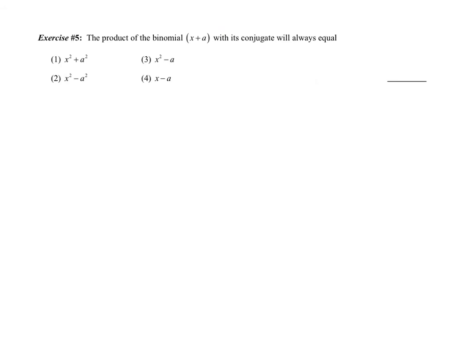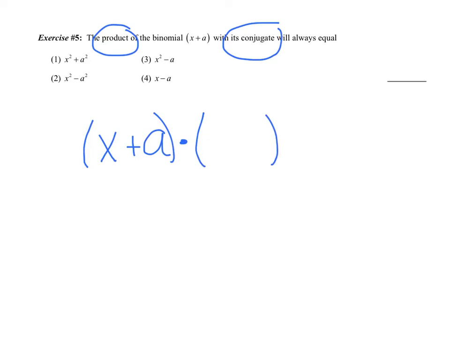Exercise 5. The product of a binomial x plus a with its conjugate will always equal what? Well, all you do is you write down your first term, x plus a, and it says product, so that means you're going to multiply. It says by its conjugate. Hopefully you figured this out now. What is the conjugate of x plus a? Hopefully you're saying it's x minus a.